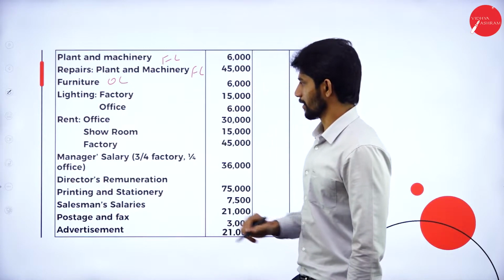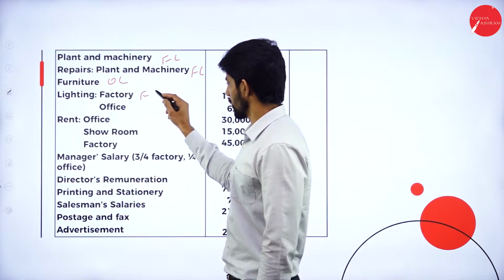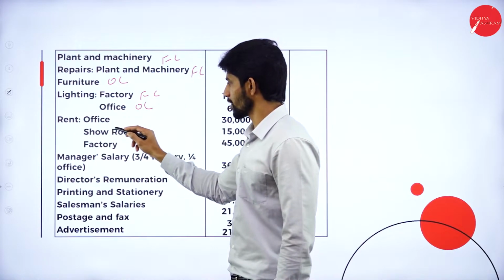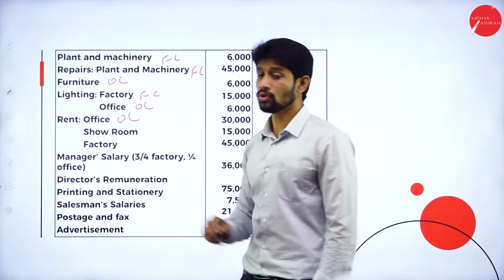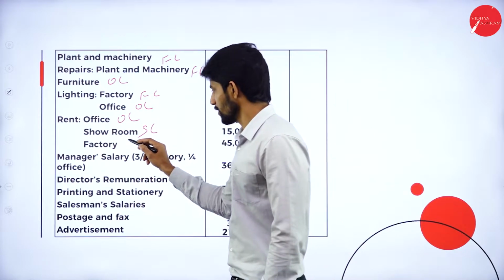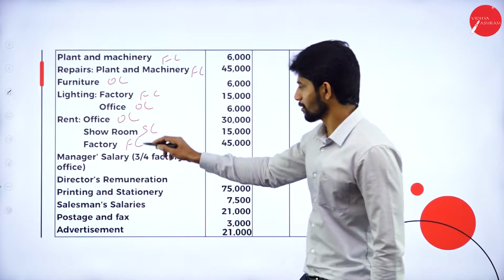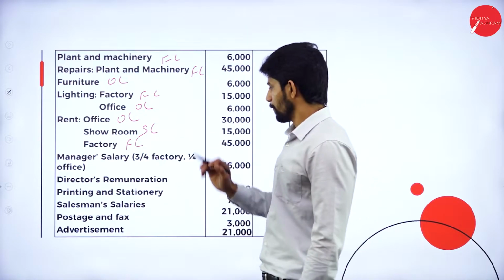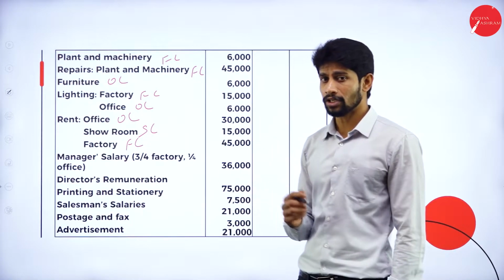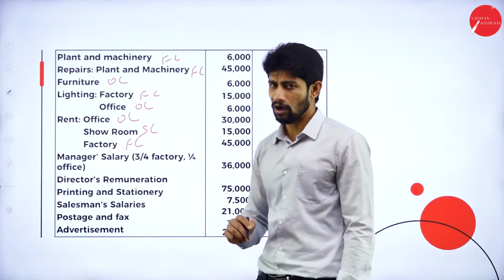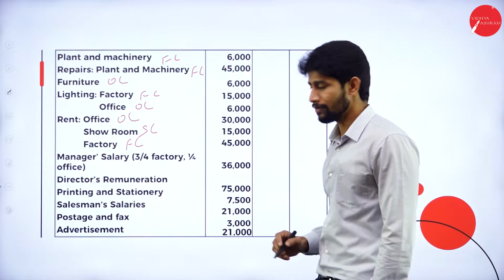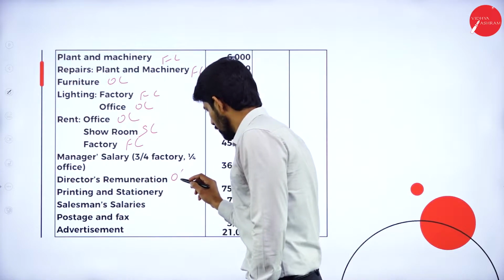Next, lighting, that is factory lighting, factory cost. Office lighting, office cost. Next, rent, office cost. Showroom rent, yes, this comes under selling cost. Factory rent, factory cost. Next, manager salary, 3/4 factory and 1/4 office. 3/4 factory cost and 1/4 office cost. Next, director's remuneration. So where does this come? This comes under office cost.